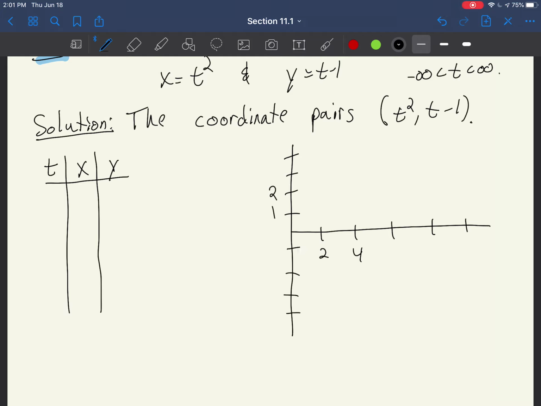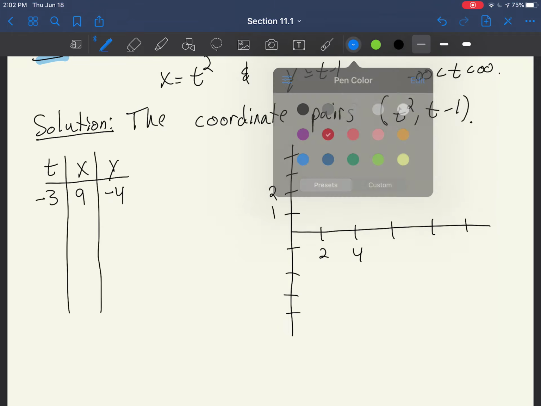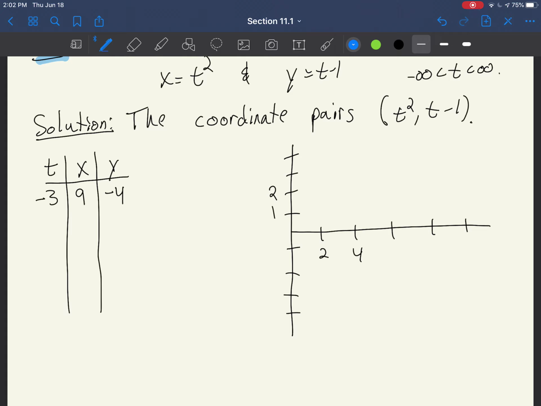And then we'll come over here and we'll plot them as we go. So when t equals negative 3, then x is t squared, so that's 9. And y is t minus 1, so that would be negative 4. So when t equals negative 3, we are at 9 comma negative 4, so we're down here. When t is negative 2, we're at 4 comma negative 3.